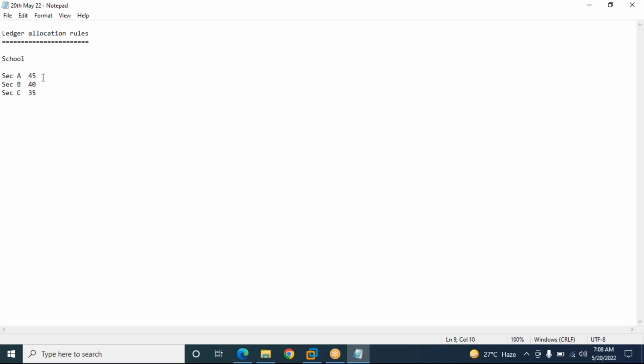You may ask, you can combine and make 40 and 40, then it will be equal. But this section A is, suppose, Telugu second language, and here it is second language Hindi. This is also second language Hindi. Then definitely based on the situations I need to make it. And these students are there.